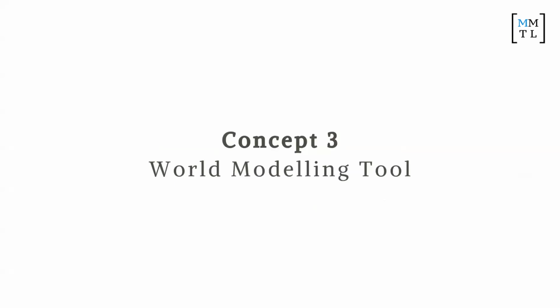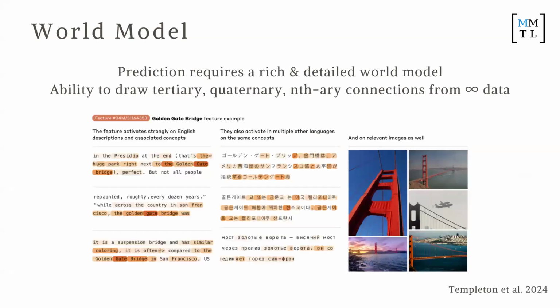All right, concept number 3: a world modeling tool. We talked about this word multiple times today, but prediction requires a rich and detailed world model. One of my friends came up with this: it's the ability to draw tertiary and quaternary connections from infinite data. As humans, we can see primary, secondary, and if you think about it hard enough, maybe tertiary. But AI seems to be able to see all of this.